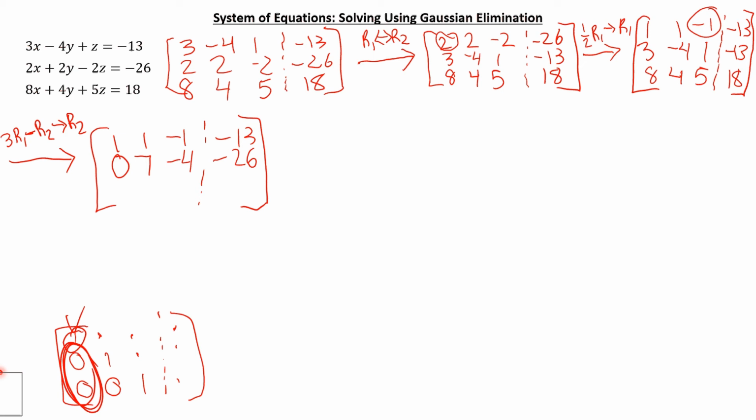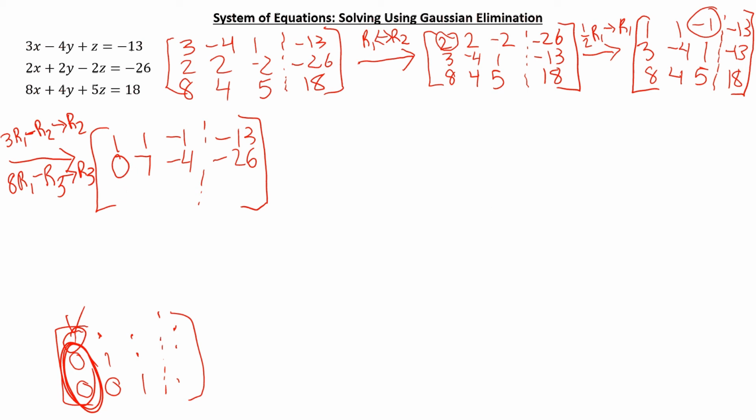Okay? Now, to get rid of this 8 here, because now we want that to become a 0, we're going to do our second operation. We're going to do 8 times R1 minus R3, and we're going to put that in R3. Now, these are just examples of what you can do. You can switch them around a little bit. You could have done negative 3R1 plus R2. You could have done R2 minus 3R1.